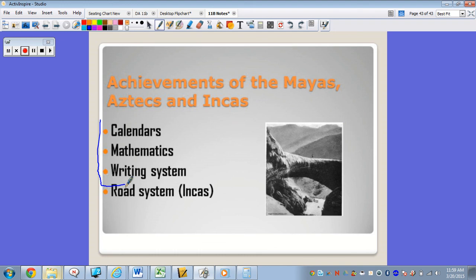Alright, and then your achievements. The achievements that you need to know for all three of these groups. The Incans build their road system. That's their lone achievement. Otherwise, all three of them come up with calendars, mathematics systems, and a form of writing, all on their own and all independently of each other. There is some interaction, but it's very limited between these groups. So the fact that they're able to come up with all of these is a sign that that's potentially a pattern for the development of civilization.